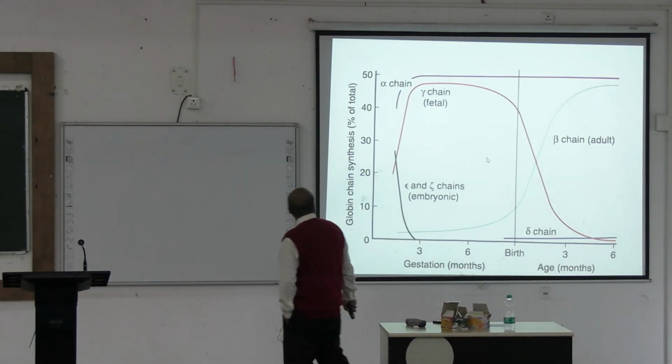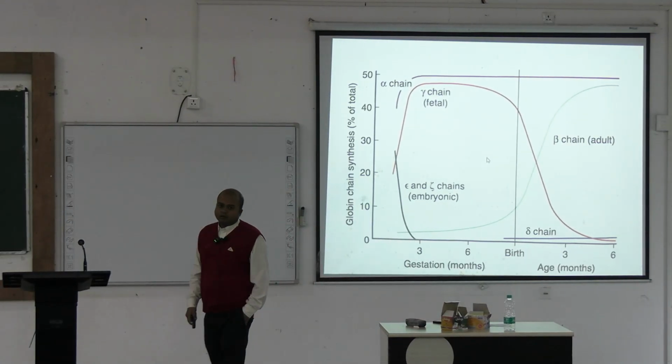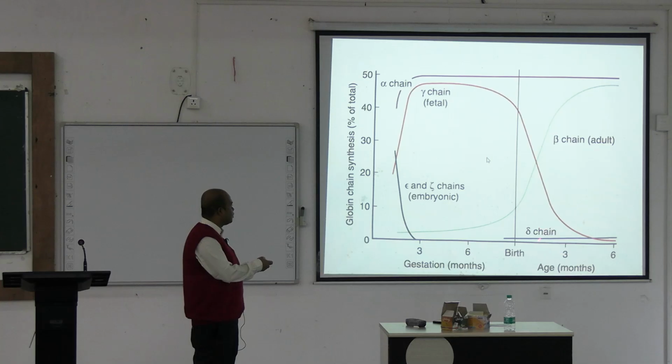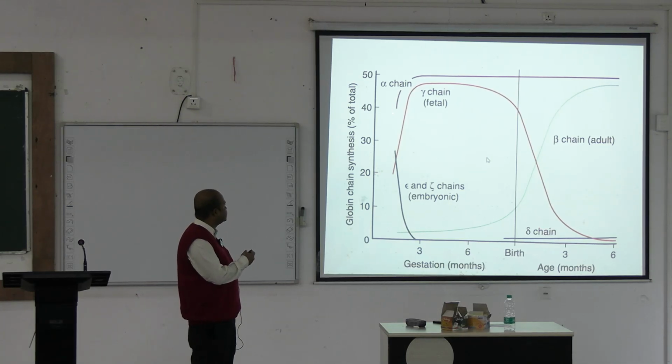This is showing something not very important for you, just see how the alpha chain is. Here the x-axis is gestation in months, and after birth it is the age in months. So before birth, what is happening? The alpha chain is being produced at 40%, very little, and now it is becoming 50% alpha chain.